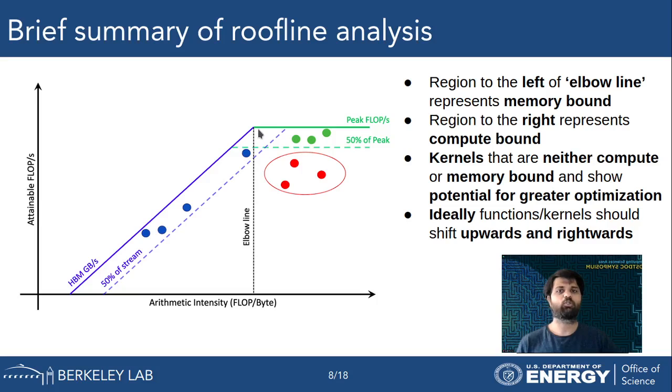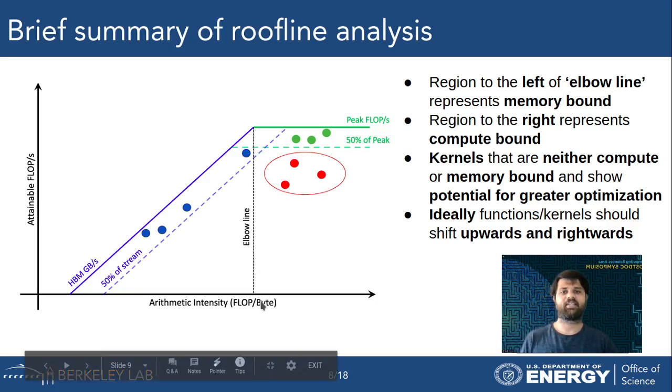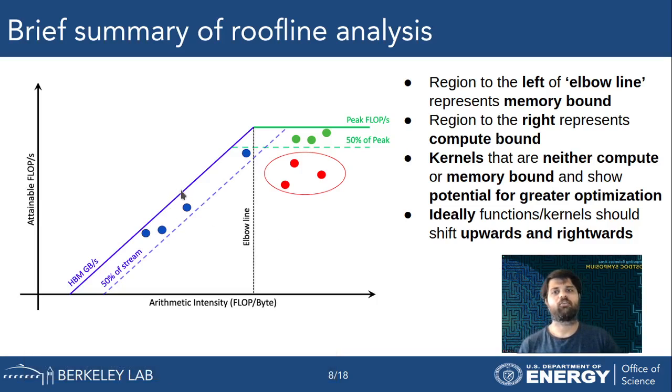Where these two roofs meet, if we draw an imaginary line, this forms the elbow line. Everything to the left of the elbow line, if your kernel lies in this region, it becomes memory bound, meaning that your performance is bound by the memory bandwidth of that architecture. Whereas if your kernel lies somewhere here, you are compute bound, meaning that you are bound by the theoretical maximum available speed of that machine.